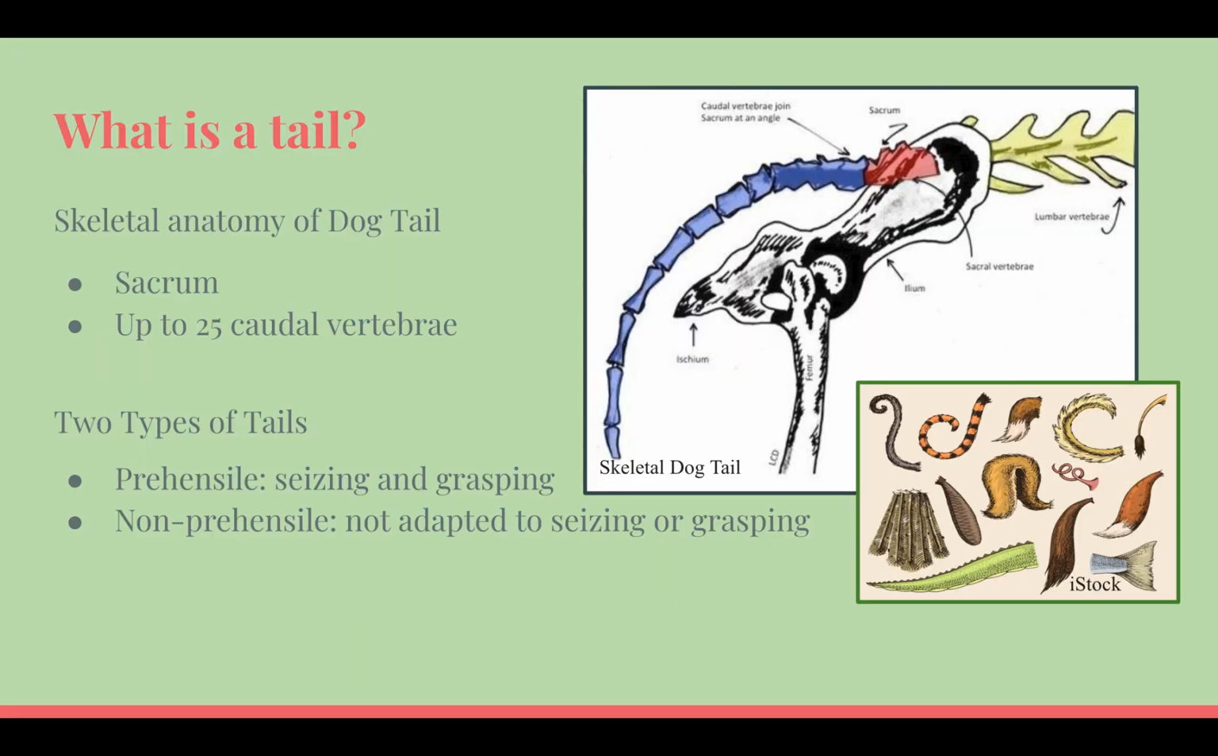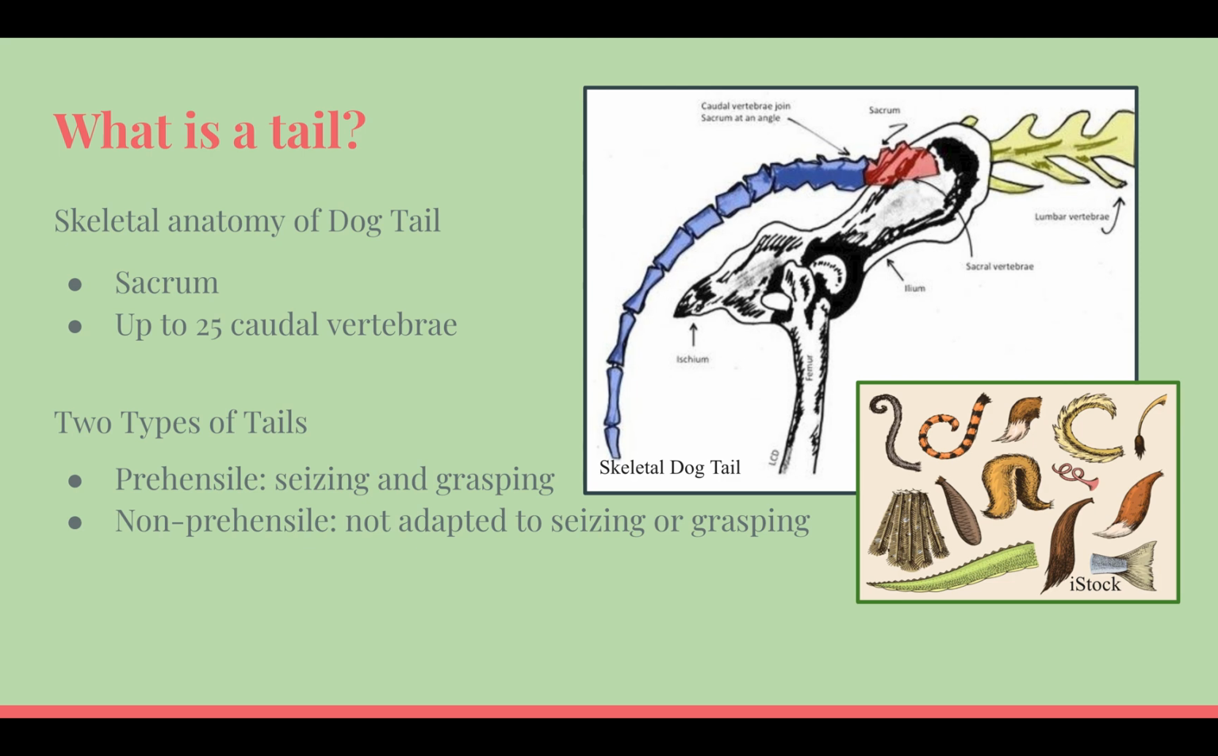On this slide, we have a picture of the skeletal anatomy of a dog tail, and this is just to kind of give you an idea of what bones make up a tail. So first up, extending from the lumbar region is the sacrum, which is the region that is shaded red, and from the sacrum comes the caudal vertebrae. The length of a tail is determined by how many caudal vertebrae there are, and depending on the breeds of dogs, it can range from 3 to up to 25 caudal vertebrae.